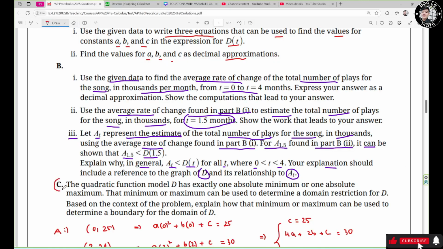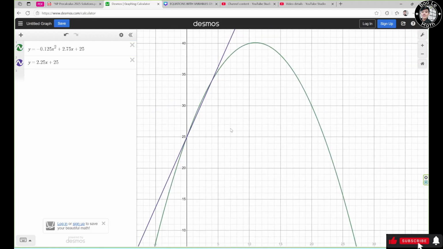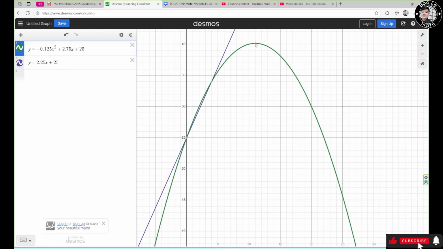Now let's move on to question C. The quadratic function model D has exactly one absolute minimum or one absolute maximum. That minimum or maximum can be used to determine a domain restriction for D. Based on the context of the problem, explain how that minimum or maximum can be used to determine a boundary for the domain of D. Alright, so we look at the graph right here. We see that the quadratic function is concave down, so the maximum should be right here, at 11.